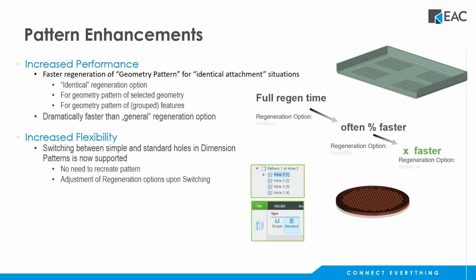There's also been some enhancements to the pattern feature. And really, as we're using Creo 9, we're just going to see a much faster regeneration time. PTC worked really hard on improving this and changing some of the code to make this a lot faster. And it really is much more efficient in Creo 9. And then also we have increased flexibility. So if we have a pattern with different holes and we wanted to change these holes from standard to simple, instead of having to go back and redefine the entire pattern, we can now go in and change separate holes to be standard or simple.